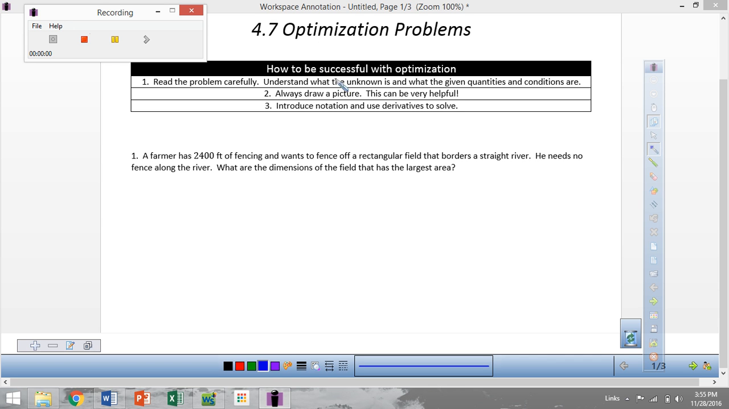Okay, in this section we're going to talk about something called optimization. Essentially what optimization is, we're going to be looking to either maximize or minimize some quantity given some situation where we have some constraints that we have to make sure that we follow.